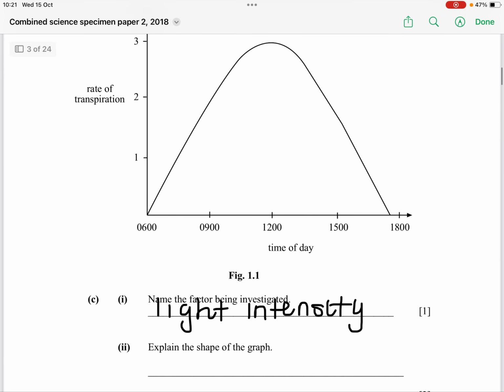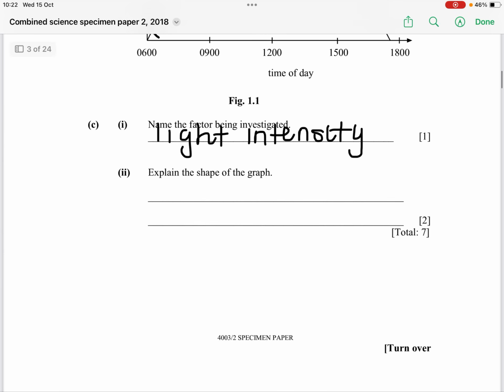We are saying from this point, from 6 a.m. to 12 p.m., right? Can you see that the light intensity increases, which also results in the increase of rate of transpiration. And then the rate of transpiration is maximum here at the 12 p.m. But when we are now moving from 12 p.m. going back to 6 p.m., the rate of transpiration is decreasing as the light intensity decreases.